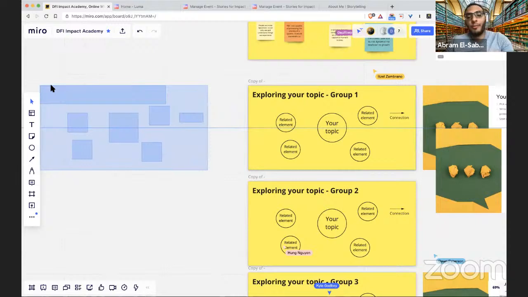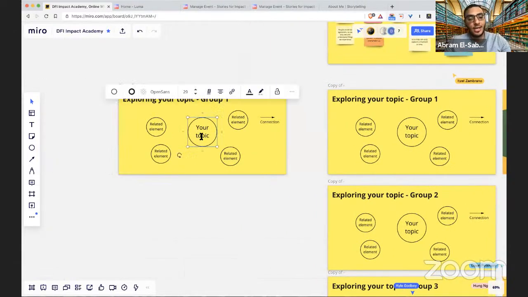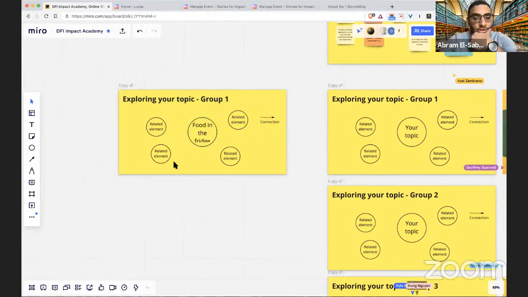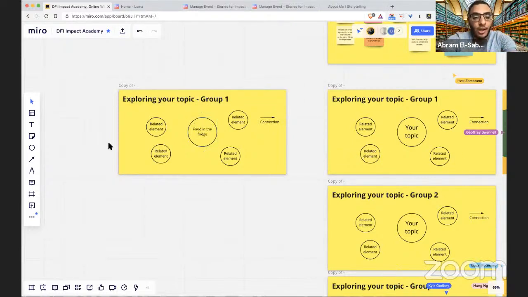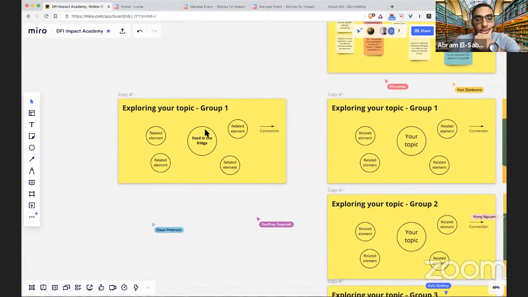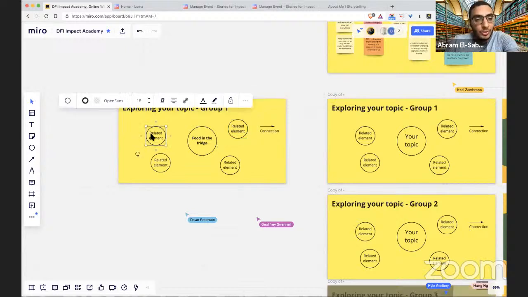All right, maybe we'll do this as a group, okay? We'll just copy something. And then let's say we want to map food in the fridge. Start with something simple and probably not very helpful. So this is the food in the fridge. That's our topic. I've made it bold and it's in the middle. Can you see that? Cool, awesome. So what do people think? What are related elements to food in the fridge?